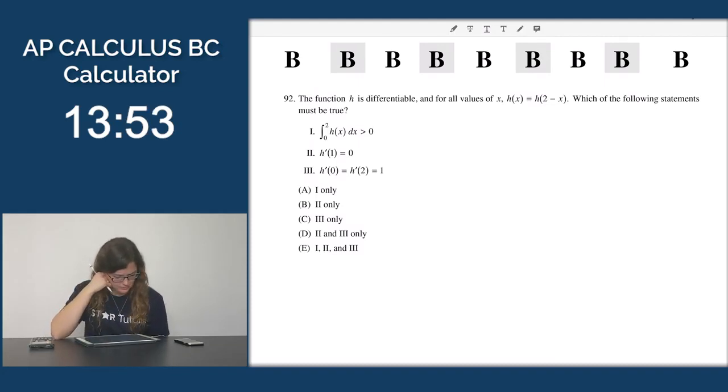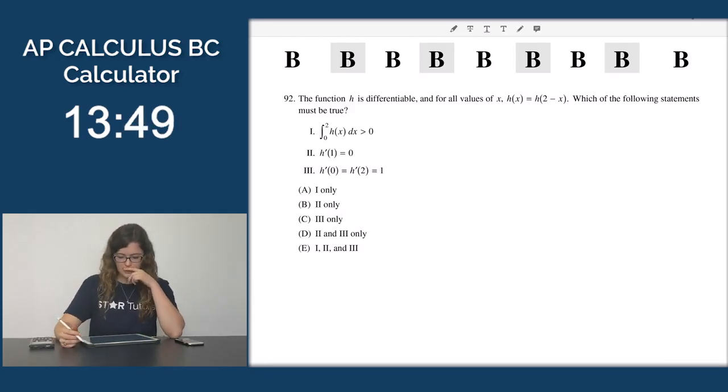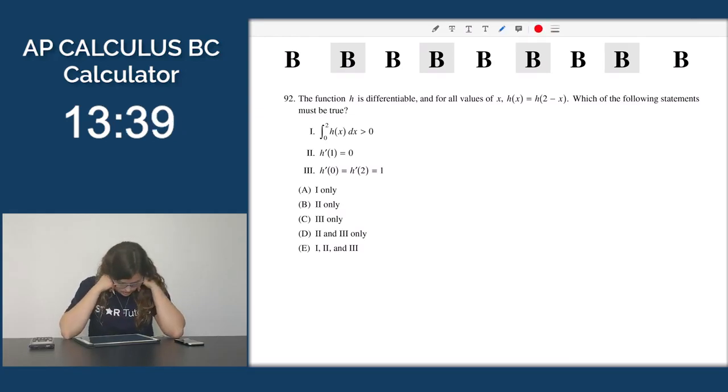All right, 92. The function f is differentiable for all values of x. h of x is equal to h of 2 minus x. Interesting. Which of the following statements must be true? Okay.